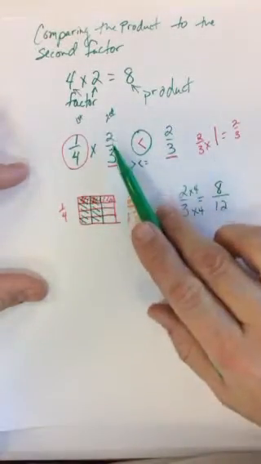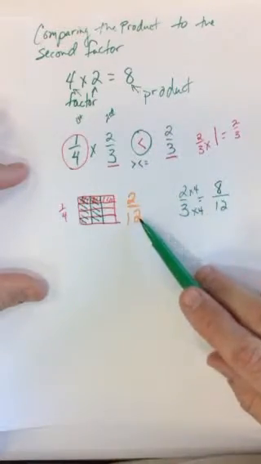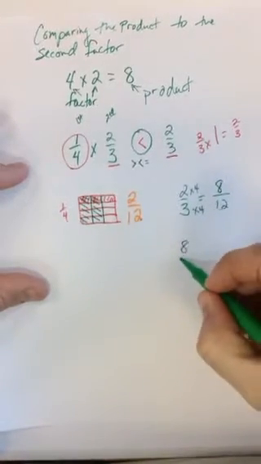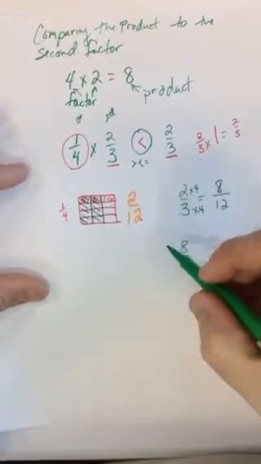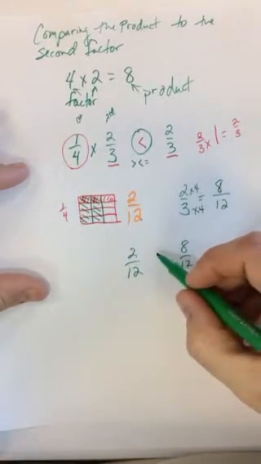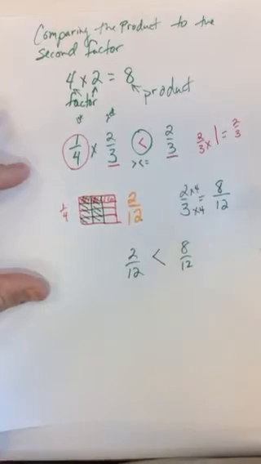So 1/4 times 2/3 would give me 2/12. The equivalent fraction for 2/3 is 8/12. Therefore 2/12 is less than 8/12.